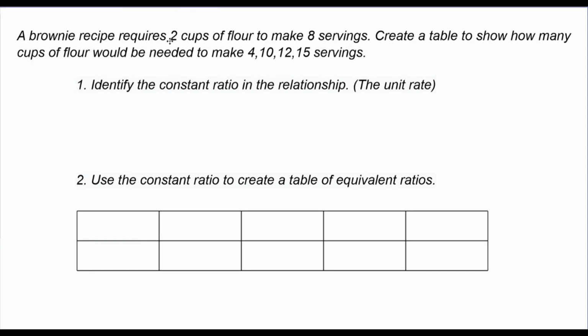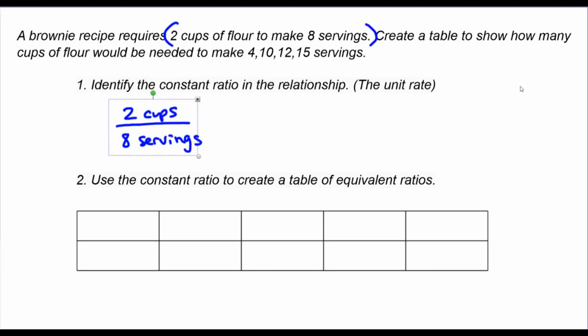A brownie recipe requires 2 cups of flour to make 8 servings. Create a table to show how many cups of flour would be needed to make 4, 10, 12, and 15 servings. So again, we have to identify our constant rate or our unit rate. So here's a ratio right here. It's 2 cups for 8 servings. 2 cups for every 8 servings.